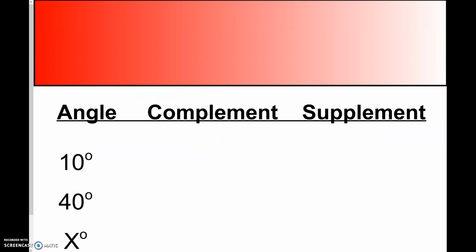All right, complement. Okay, two angles that add up to 90 degrees. So if one angle's 10, what is the complement to that? Well, what are we going to do? 90 minus 10, so we get 80. If we're finding the supplement, we're going to do 180 minus 10, so we get the 170.